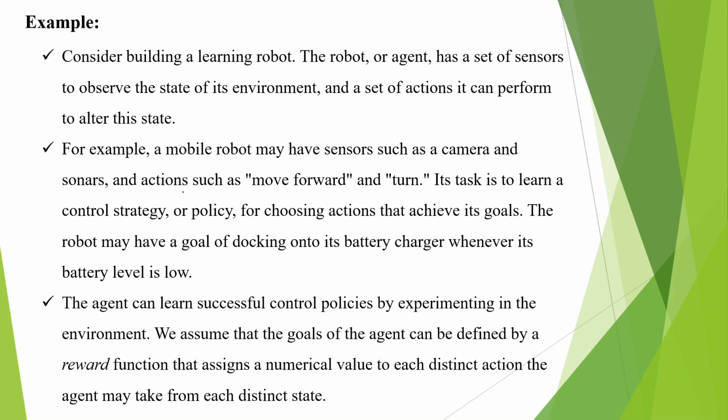For example, a mobile robot may have sensors such as a camera and sonars. Here they have given a detailed explanation with an example of how a robot will work. Sonars help in identifying the distance to a hurdle in front. If there is a wall in front of the robot as it is moving, the robot uses the sonars to detect how far that wall is.